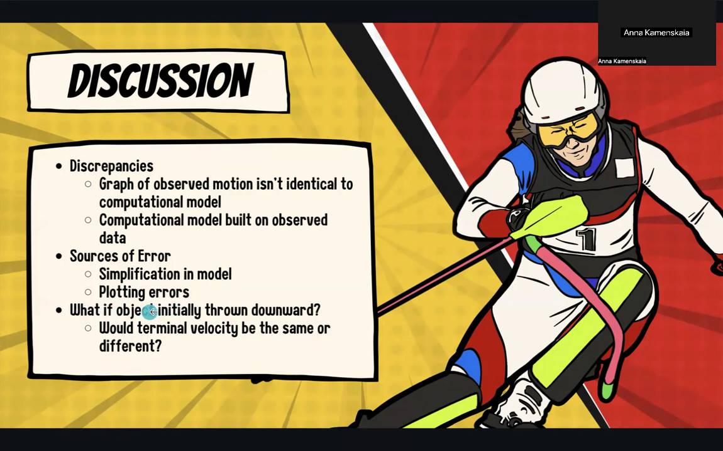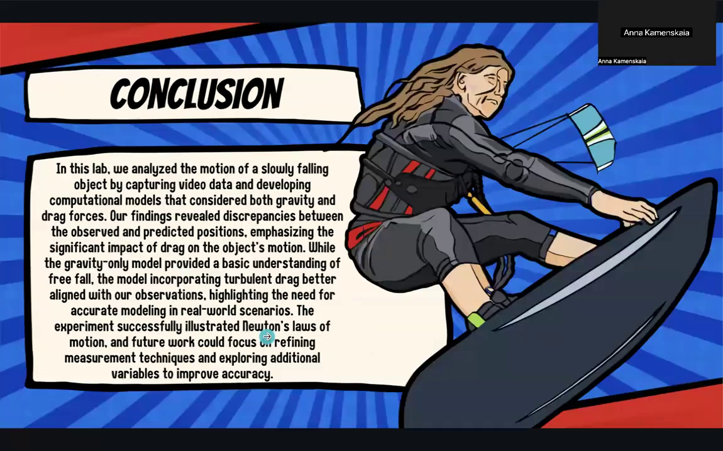And what if the object was initially thrown downward? Would terminal velocity be the same or different? So if the object was thrown downward, it would have been moving with a higher velocity, and the acceleration would have made it move faster. So it would have taken the force of drag a longer time to balance out and have the net force equal 0. So it would have reached the ground faster as well.